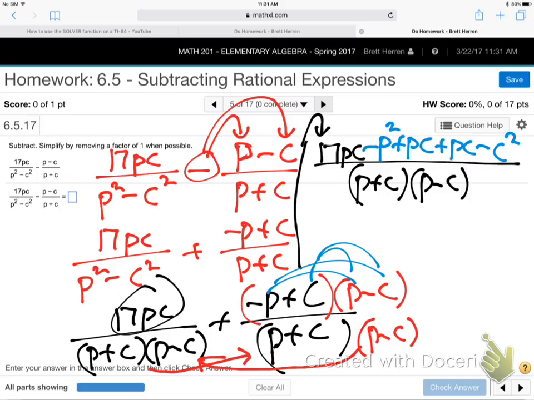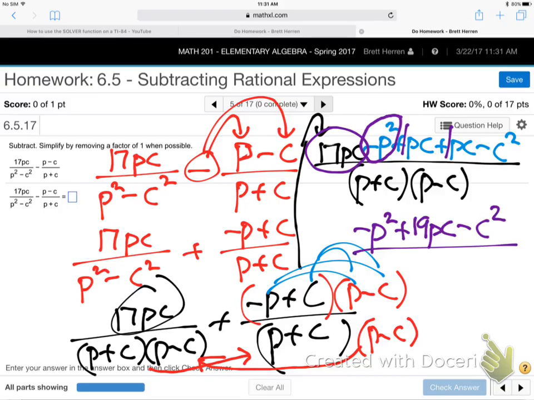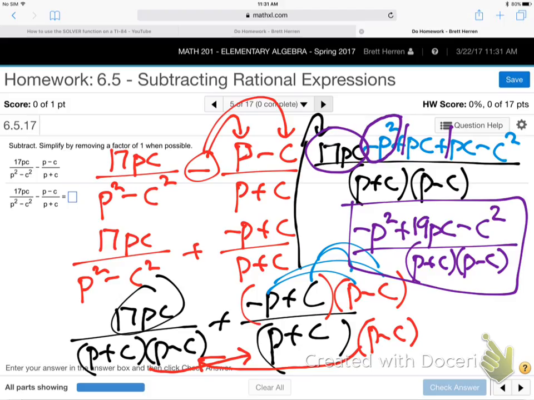And now I'm gonna try to gather like terms. So here we go. Minus P squared. Doesn't really matter what order you do them in. 17 PC, 1 more and 1 more is 19 PC. Minus C squared over P plus C, P minus C, done. Doesn't matter what order you have those on the top. It's fine, any order. Or the bottom. Yeah. So we're done there.